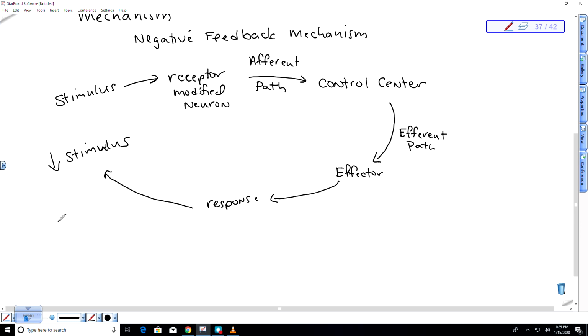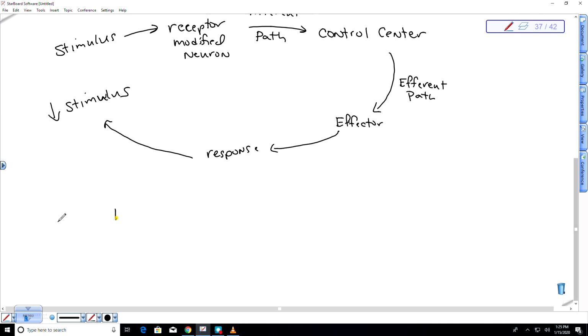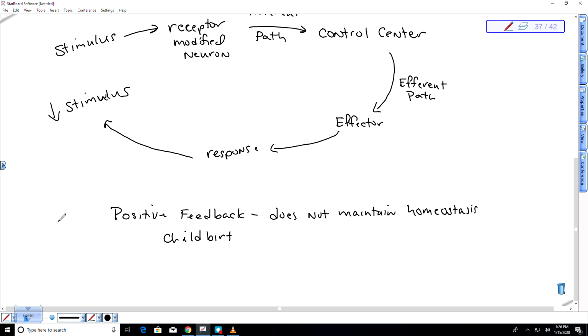Okay. So this is different than a positive feedback mechanism. The positive feedback does not maintain homeostasis. So it is actually kind of a bad thing. Although there are 2 examples of positive feedback in our systems that are commonly used in your textbook at least. And this would include childbirth and contraction of the uterus.